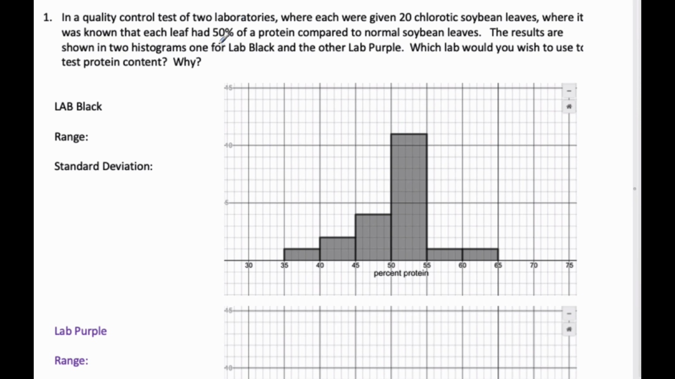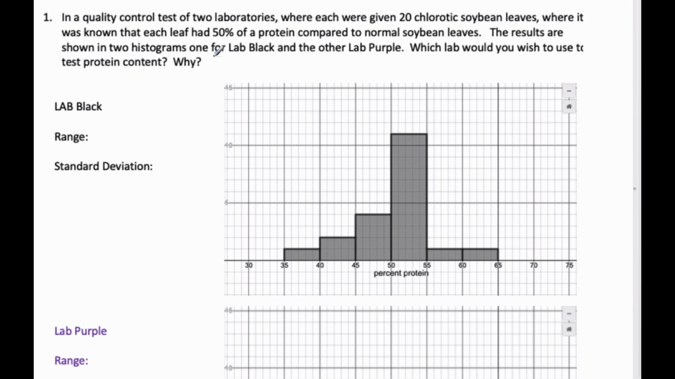All right, so we're still working on the spread, and we're going to do an example here. We are in a quality control test of 2 laboratories, where each were given 20 soybean leaves, where it was known that each leaf has 50% of a protein compared to a normal soybean leaf. The results are shown on the histogram, one for the black lab and one for the purple lab.